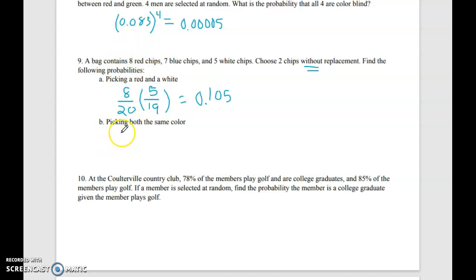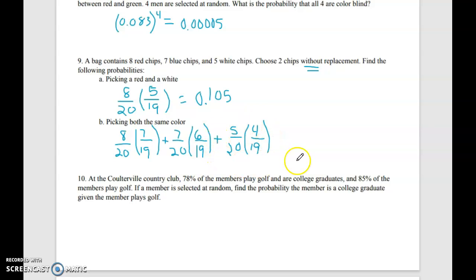So the first way I can get the same color is red and red. So that's 8 out of 20 times 7 out of 19. So 7 because the first one was red, there's 1 less red, and there's 1 less chip. Now I could do blue and then a blue. So, or a blue then a blue. That's 7 out of 20, because there's 7 blue chips originally out of 20. And the next one would be 6 left out of 19. Or I could do 2 whites. So that's plus again. There are 5 white chips out of 20. But if the first one's white, then there's only 4 left for the second one, and only 19 left total.